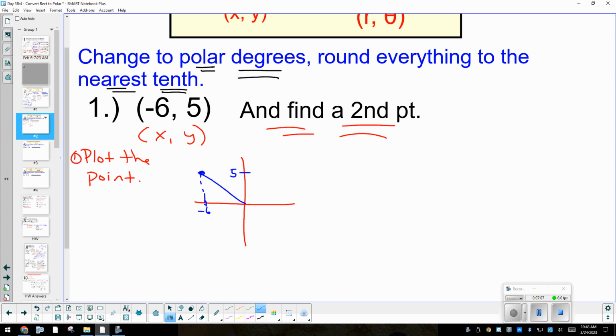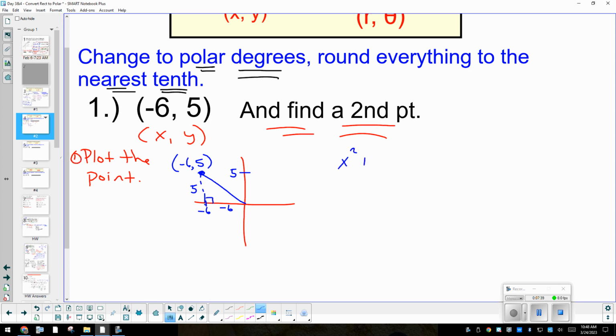And then you drop an altitude down, right? And that should be negative 6, 5. Right, so your x is along the x-axis. This is negative 6. That's 5. And now you want to find your r value, right? That's the hypotenuse of your right triangle. So you're going to use Pythagorean theorem to find the r.